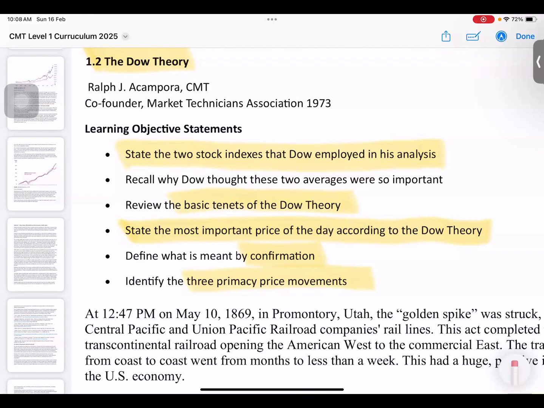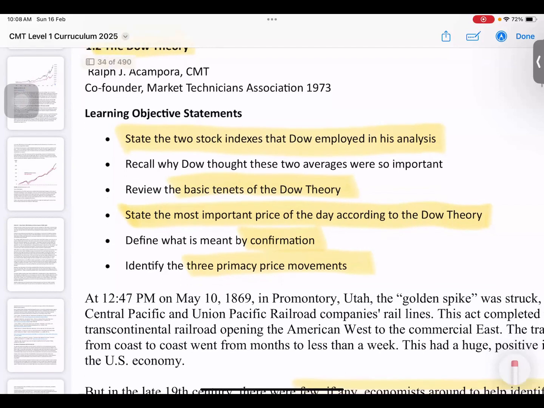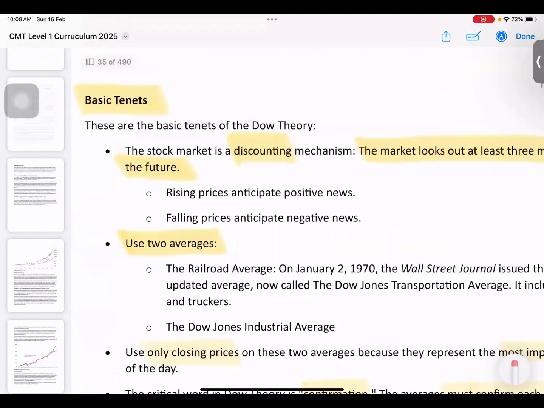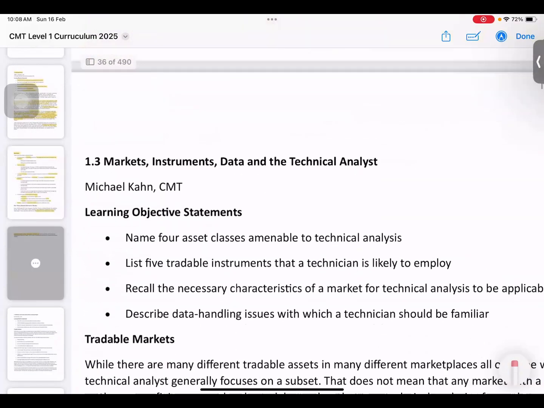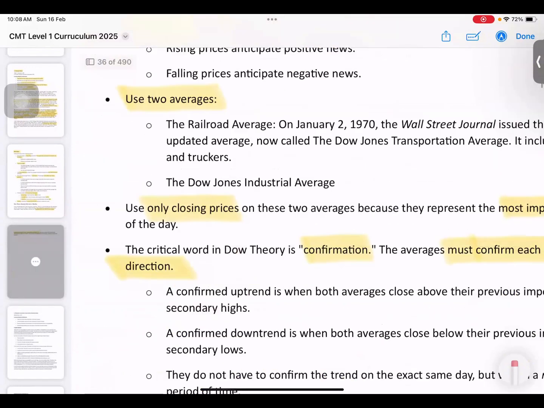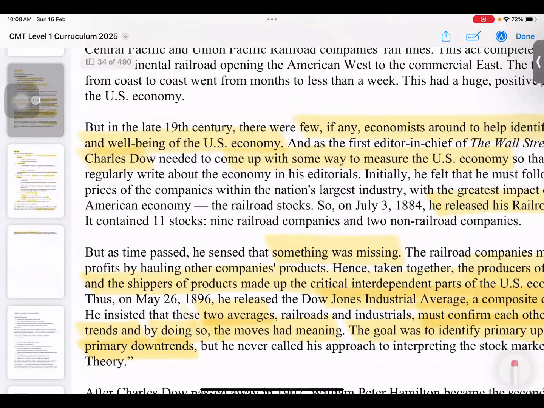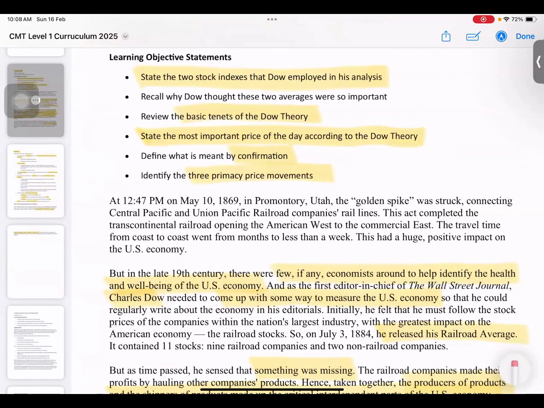Define what is meant by confirmation. Again, confirmation is with respect to points 1 and 2 of these objective statements. And most importantly, identify the three primary price movements. Now, when you look at this chapter, it may not seem like too much. It is so small, over in about 3 pages. But trust me, it cannot be, because Dow theory needs a little bit of explanation. They have given a concise view of this chapter. I might want to expand a little, show you many charts and give you an idea of the usability or applicability of the Dow theory.